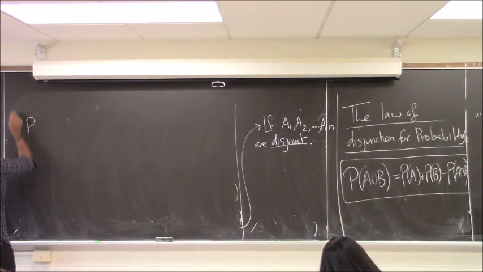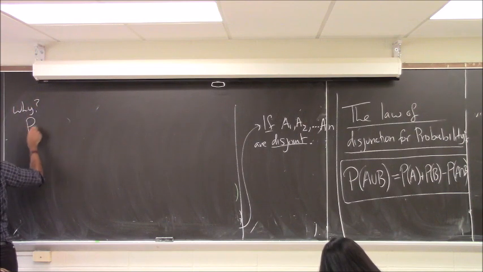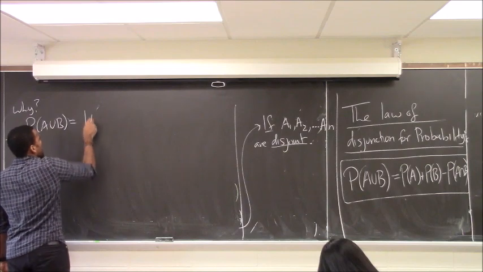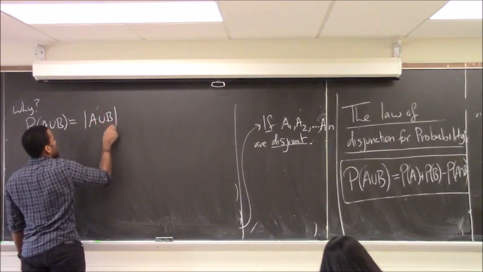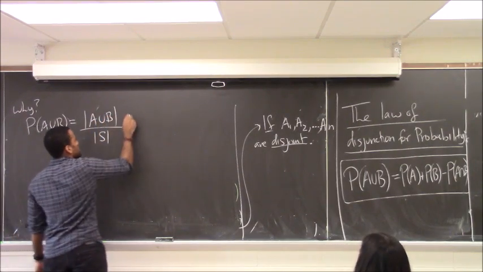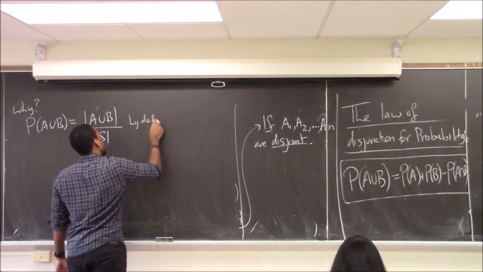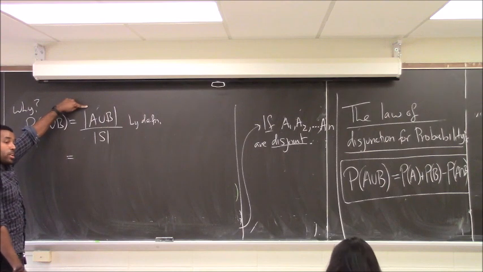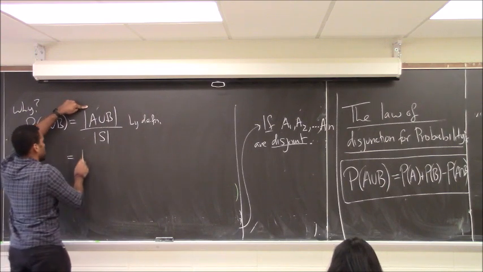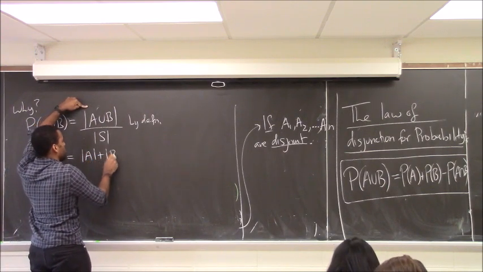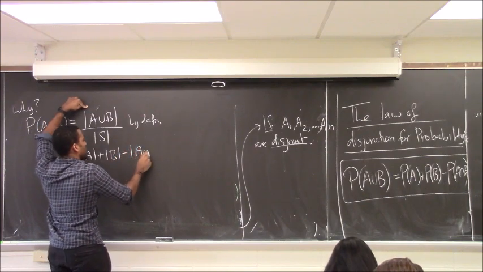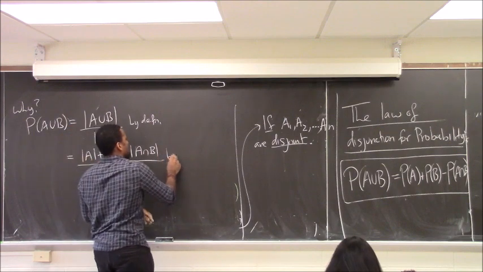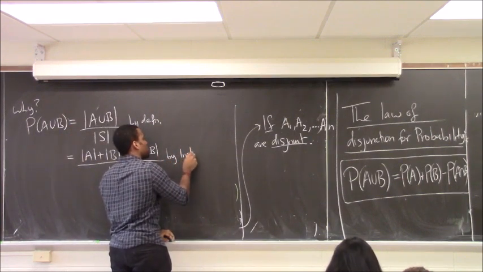Well, why? The probability of A or B is just going to be the size of A union B divided by the size of the sample space. By the definition, this is equal to, I actually asked you guys to find the size of the union before. It's going to be the size of A plus the size of B minus the size of A and B, by the inclusion-exclusion principle.